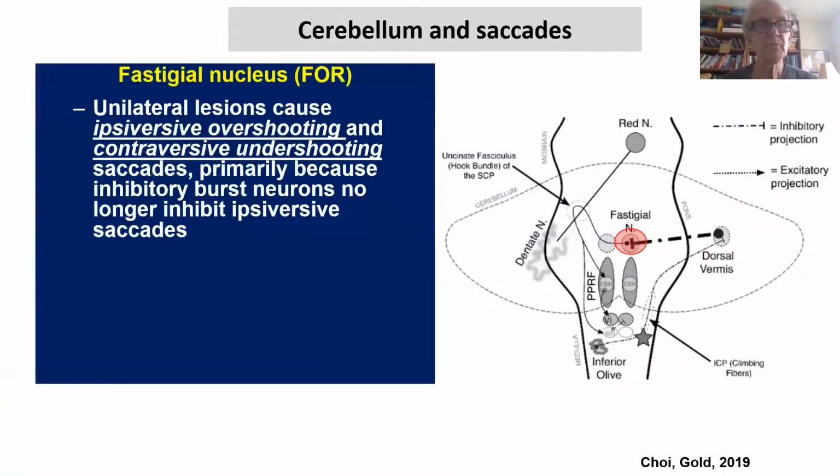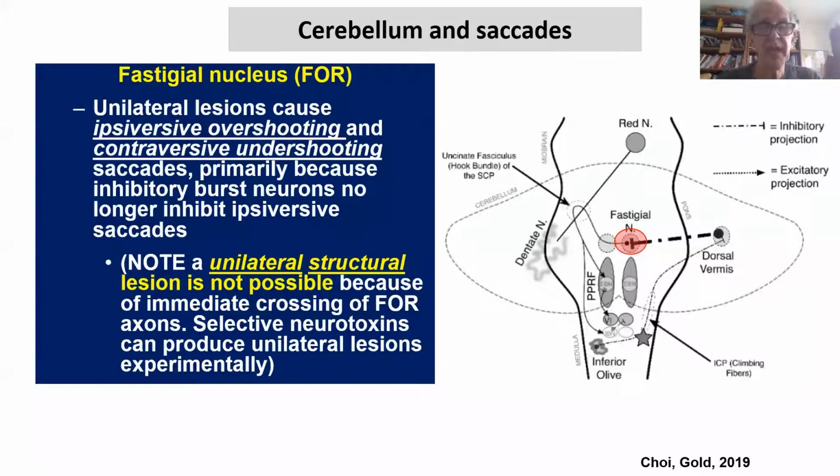Now, the FOR. What can a unilateral lesion cause? It causes ipsiversive overshooting and contraversive undershooting. It's because the inhibitory burst neurons no longer inhibit ipsiversive saccades. A unilateral structural lesion is not possible because of the immediate crossing of the FOR. We only know what a unilateral lesion does by virtue of neurotoxins in the FOR experimentally, or if you affect the vermis on one side, and we'll get to that.